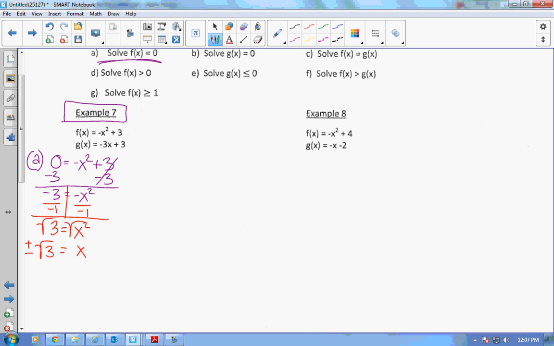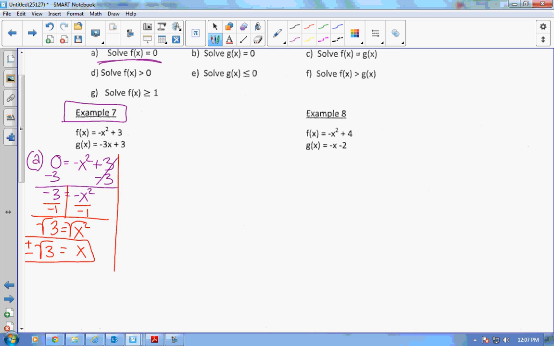Plus or minus. So this means there are 2 intercepts on the x-axis. There's a positive root 3, whatever that decimal is, 1.2, whatever it is. And there's a negative root 3. There are 2 places it crosses the x-axis. That's part A. Now we do the same thing but with g.